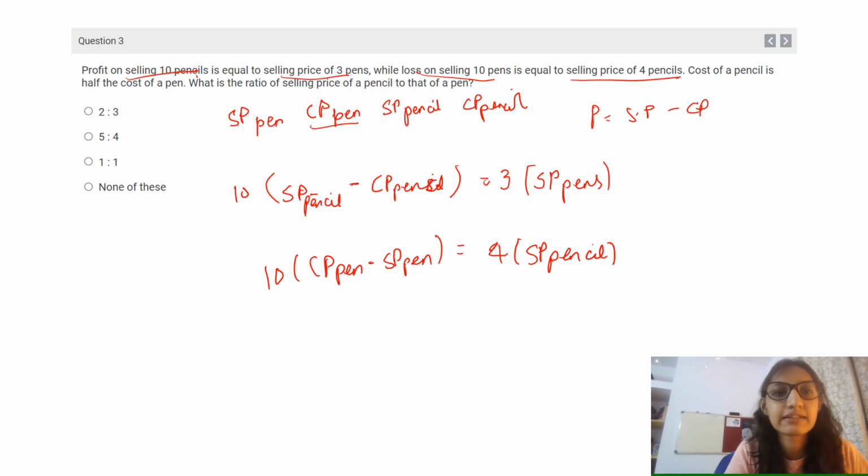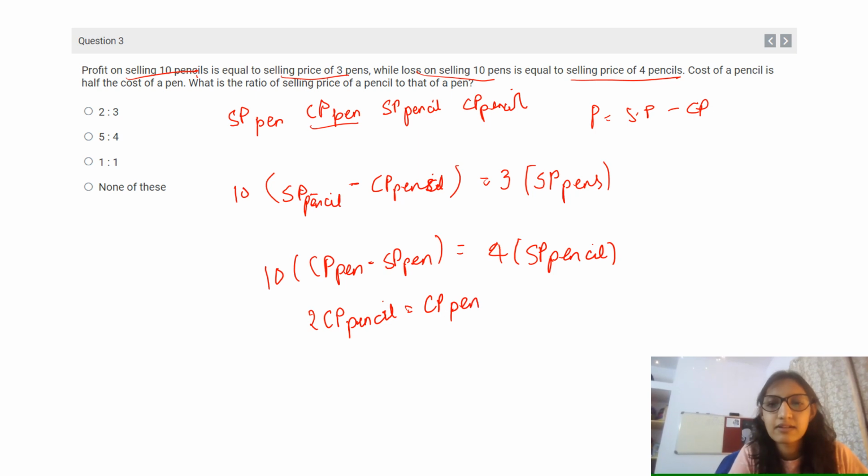Okay, and another one says the cost of pencil is half, or we can say this is equal to CP pen. So let's just simplify this. I think I'll replace CP of pen with CP of pencil so that it's easy for me. With the two equations I can eliminate.